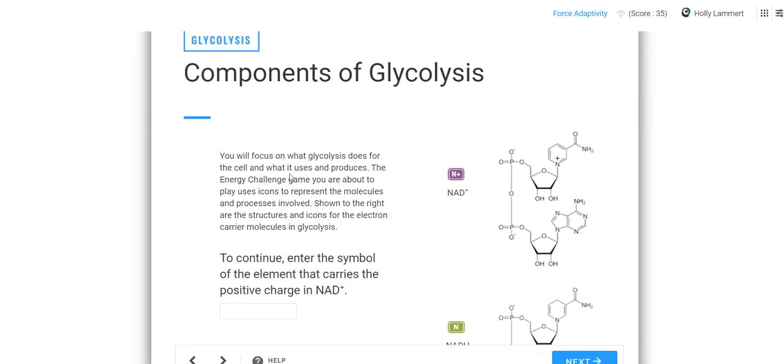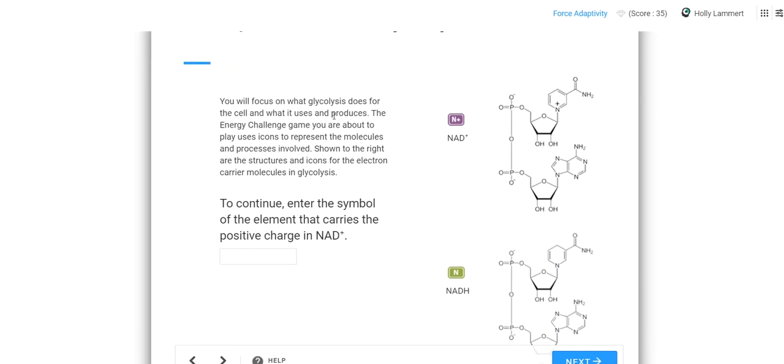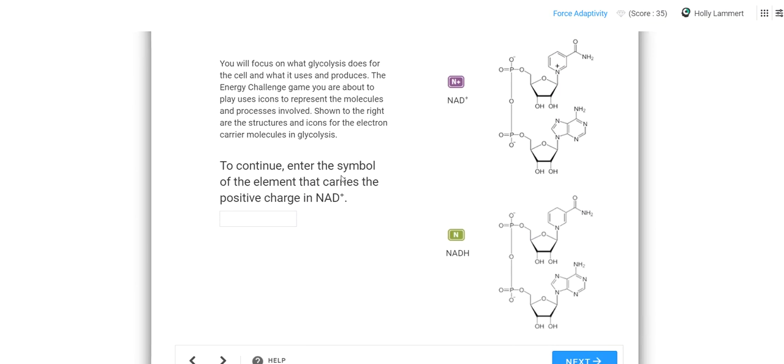Components of glycolysis. You will focus on what glycolysis does for the cell and what it uses and produces. The energy challenge game you're about to play uses icons. Shown to the right are the icons for the electron carrier molecules. Those are like our electron buses. We're calling them buses because they take on electrons, and then when it's their stop, the electrons get off.